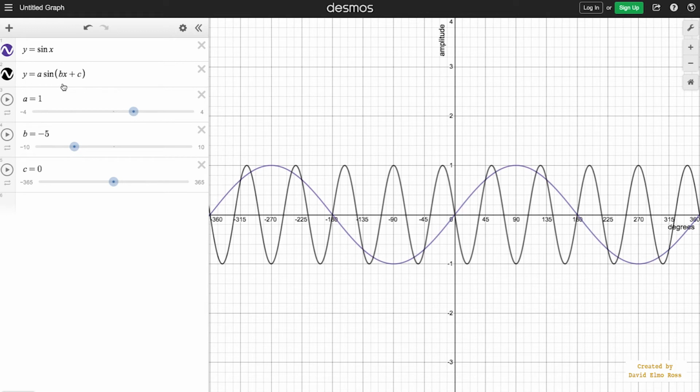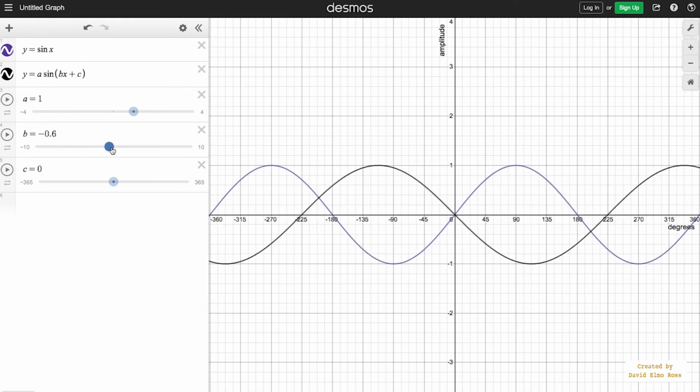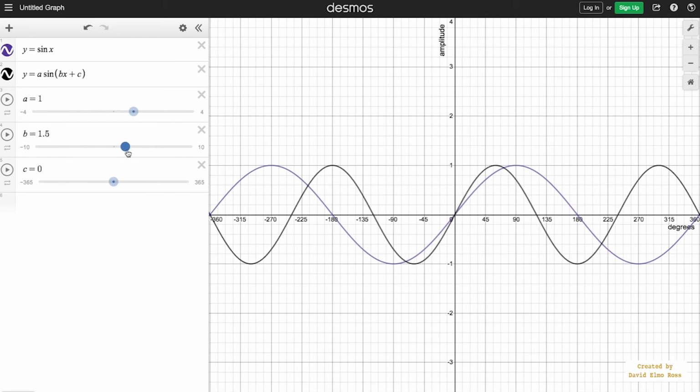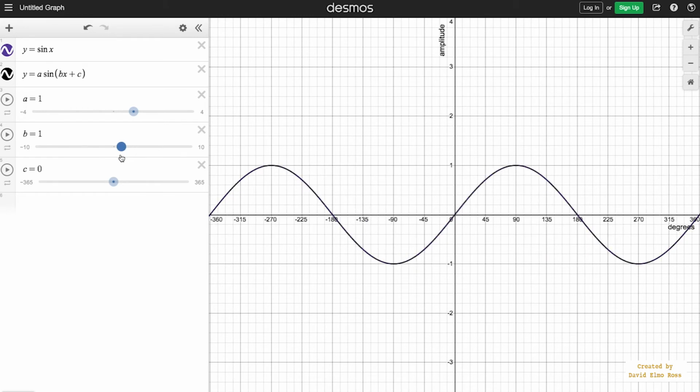So this B here adjusts the period and the frequency. Let's go back and put this back to 1, so it's the same as the other wave. And let's take a look and see what this C does here. Now we've got it minus 365 to 365 with C equal to 0. Let's take a look at sliding this, and look what happens as it gets higher and higher.